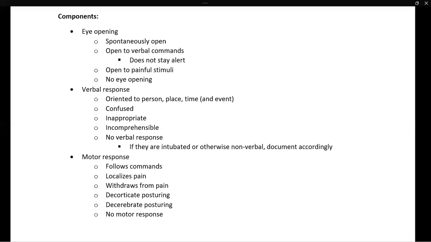Moving down, we have incomprehensible. So you ask a patient a question and you only get a mumbled response that is incomprehensible. This would be a score of a 2, and no verbal response would be a score of a 1.